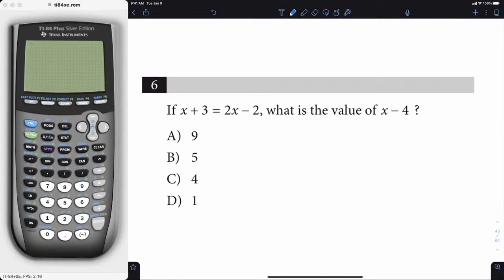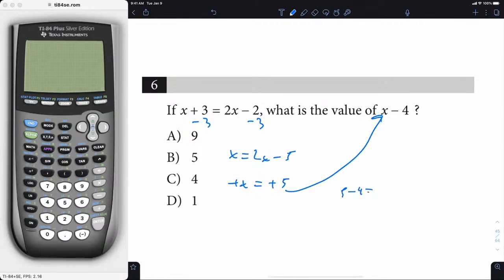If x plus 3 equals 2x minus 2, what is the value of x minus 4? Let's go ahead and solve for x. Let's subtract 3 on both sides. So we get x is equal to 2x minus 5. I'm going to go ahead and subtract the 2x over. x is equal to 5. Let's plug that in for here. 5 minus 4 is equal to 1.